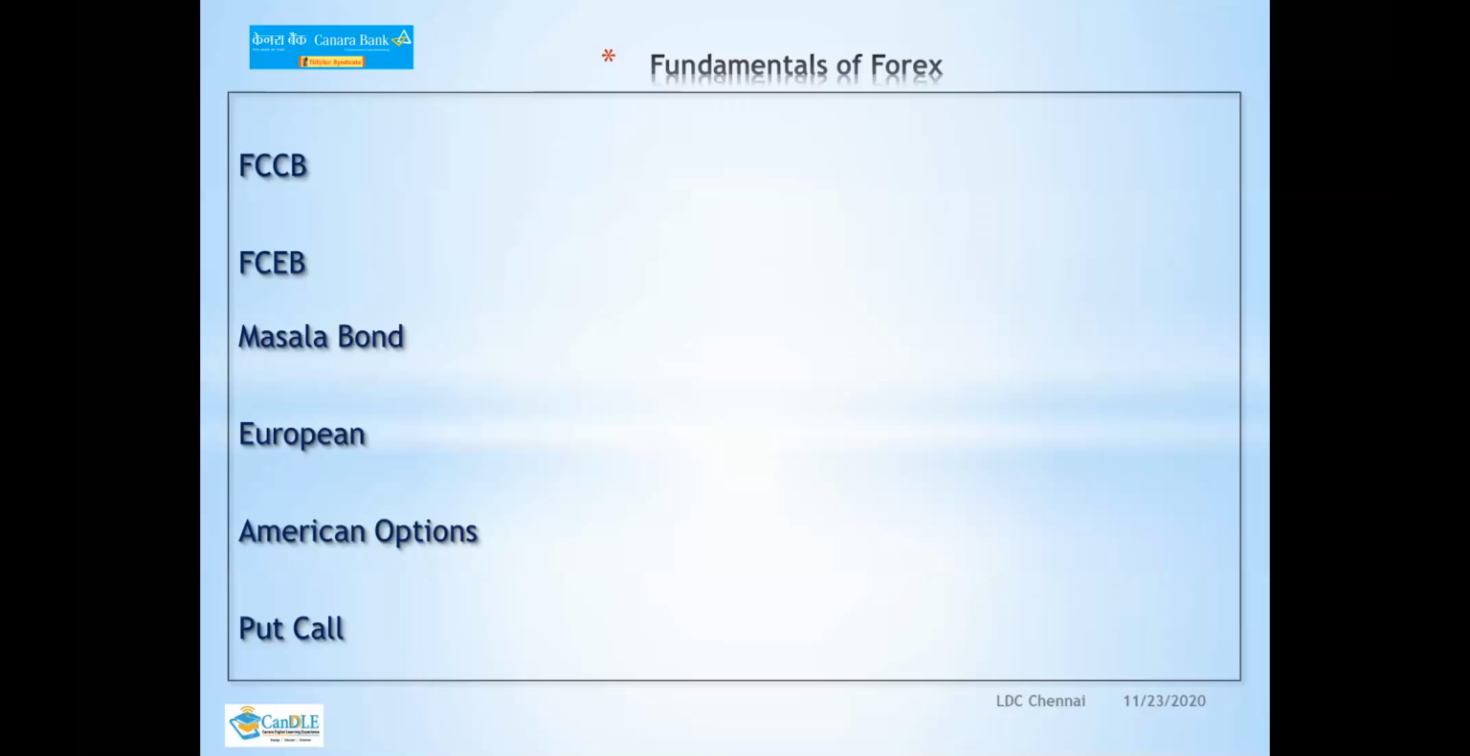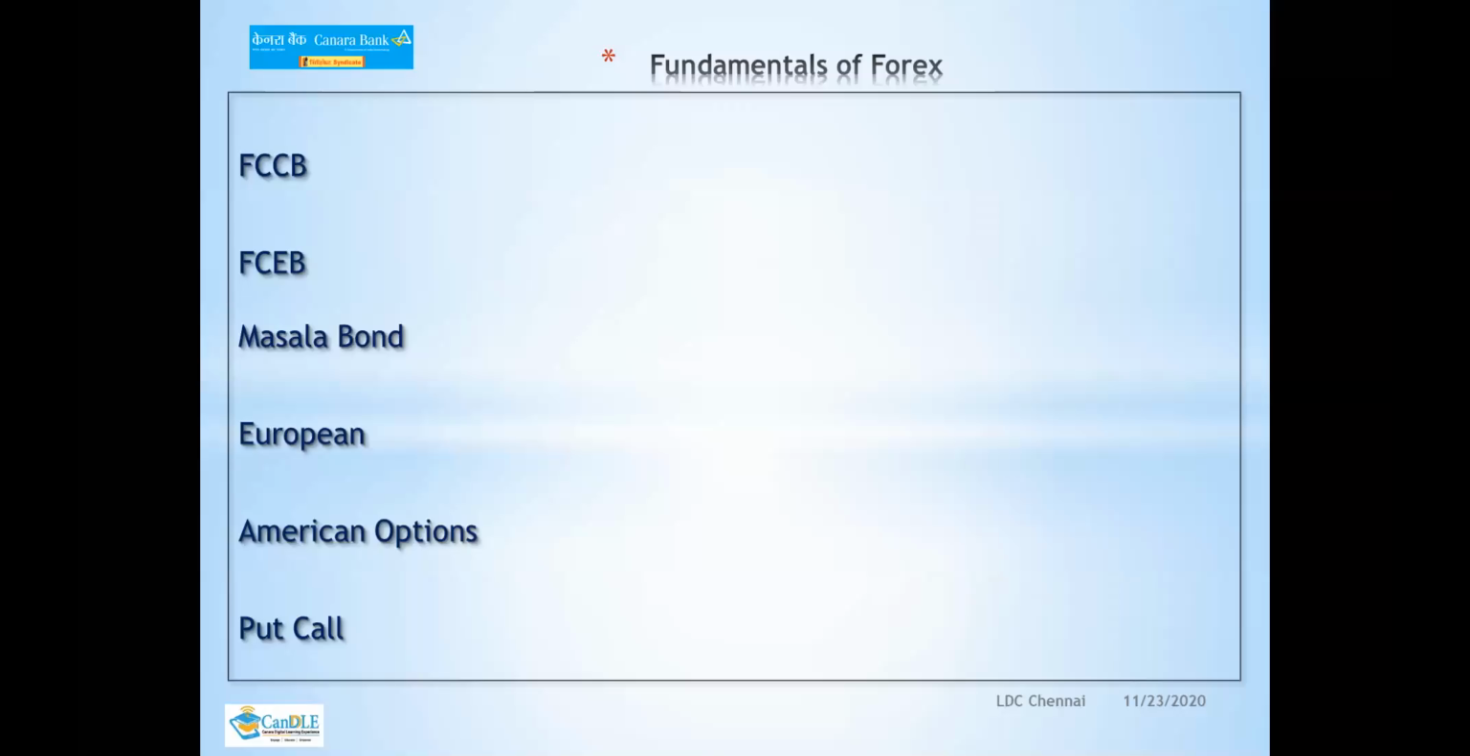Option means, suppose I want to buy a pen. Now the cost is 10 rupees. Now if I am thinking it will increase up to 15 rupees, what am I doing? I am buying an option to buy a pen at 13 rupees. That is called a call option. I want to buy a pen at 13 rupees. Now it is 10 only, but I am thinking it may become 15 rupees.